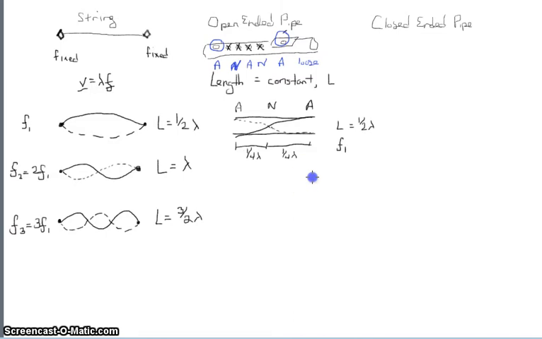Now if we continue this pattern, simply having to have antinodes on both ends, the next simplest pattern we can get here is as follows. You can add a node and an antinode, and you can fit one whole wavelength in here.